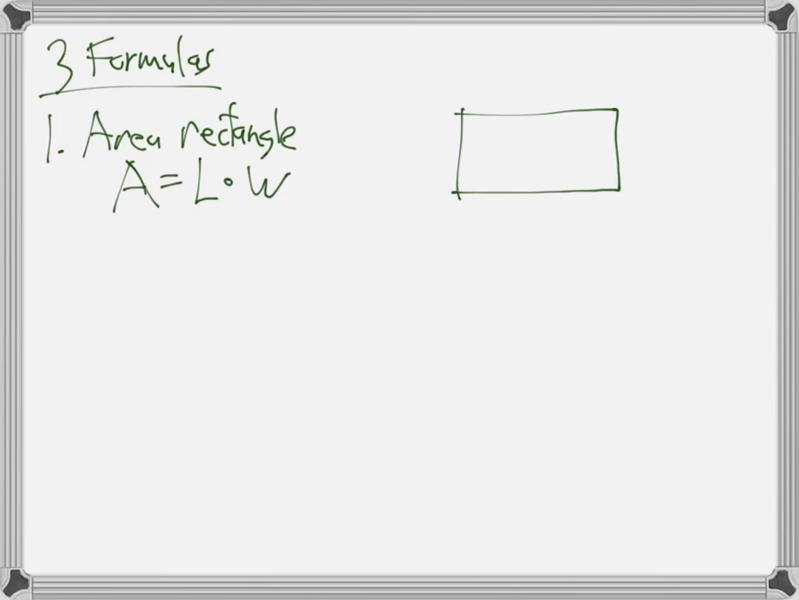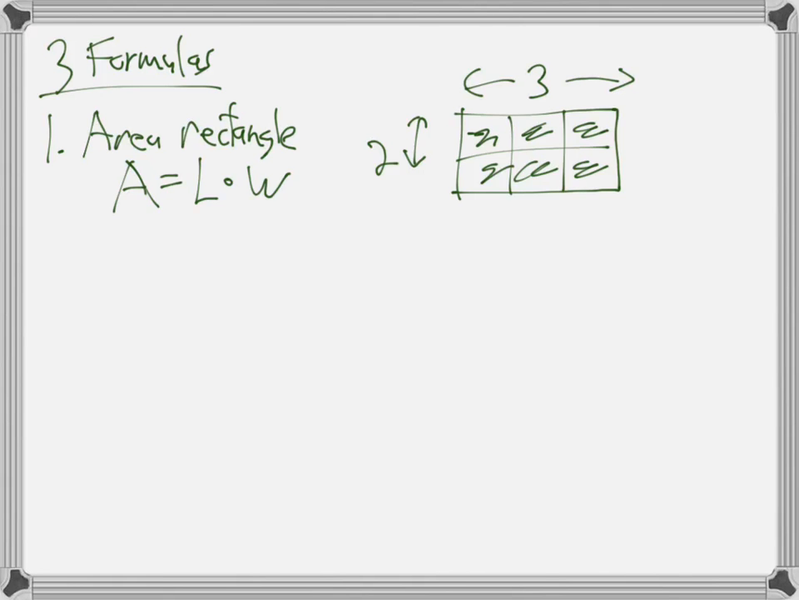Imagine if you had one that's two squares tall, 3 squares wide. How many total squares would there be? 1, 2, 3, 4, 5, 6. So the area is just one side times the other, right? Space in the middle of a rectangle.